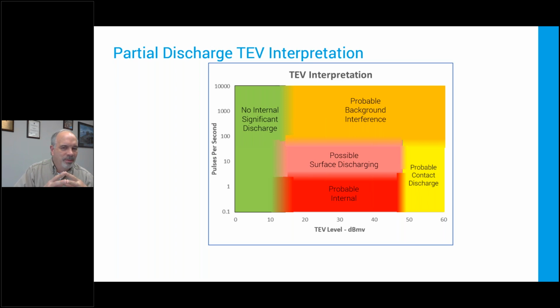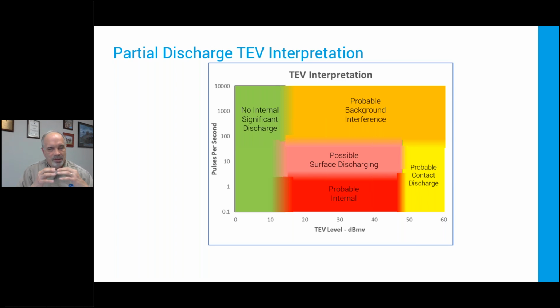I'm not going to get too worried about that. As I get from 10 to 20 to 30 to 40, and I've got a relatively low pulse count, I'm going to say that that's pretty serious discharge. Possible internals, I get up to 40, 50, that's something you take immediate action on.